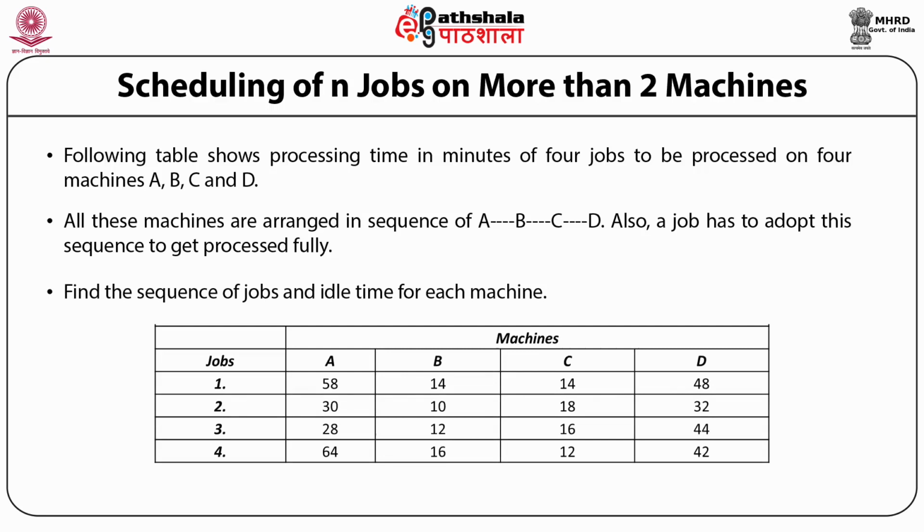Machines, jobs 1, 2, 3, 4. Job 1: machine A 58, machine B 14, machine C 14, machine D 48. Job 2: machine A 30, machine B 10, machine C 18, machine D 32. Job 3: machine A 28, machine B 12, machine C 16, machine D 44. Job 4: machine A 64, machine B 16, machine C 12, machine D 42.